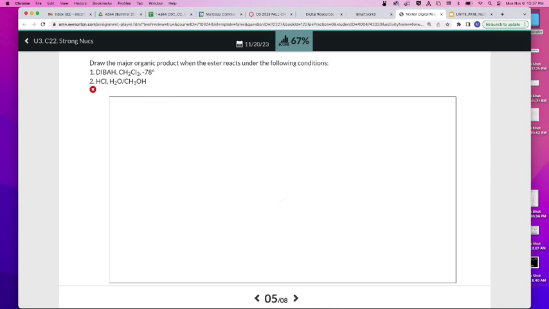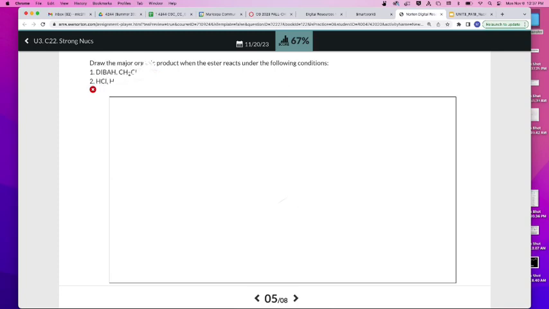Okay. So, this one, we have DIBAL, CH2Cl2, negative 78. Austin, I'm going to throw you under the bus. What do you see? I don't know. I don't know what DIBAL is. Cool. Cody, do you know what that is? I remember doing it before, but I don't remember it. I looked up the mechanism. Isn't that just the lithium aluminum hydride, but instead of 4 hydrogens, it's 3?